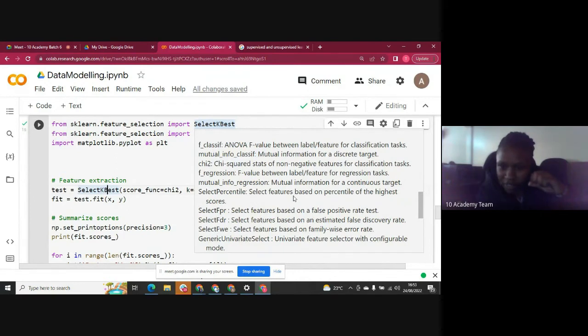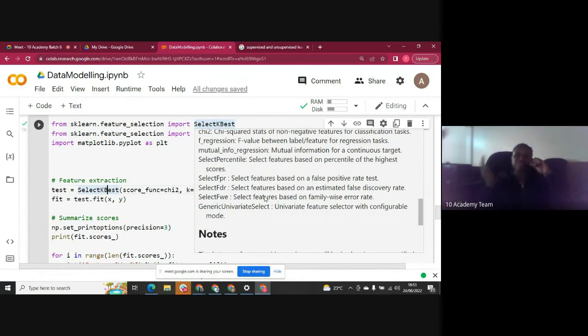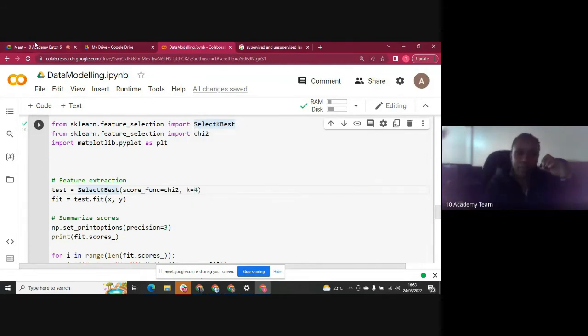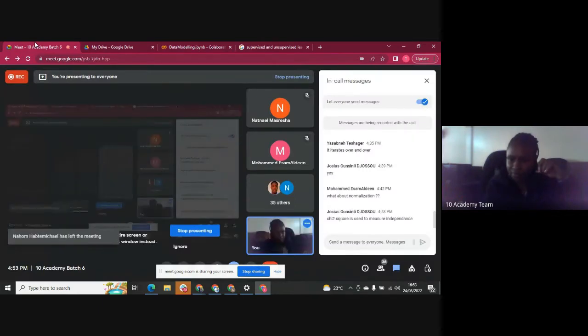Is this percentile? Okay, so each and every library could have its specific methods, metrics to use to score your functions. Then you can just use the score and select the best features that contribute to your target variable. I hope that's clear. Yes, Josias just mentioned we have our statistician here that it is used to measure independence. What does that mean, Josias? Josias, maybe just speak up.